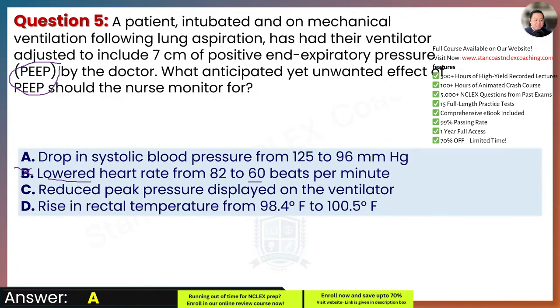Now, what about letter C, reduced peak pressure displayed on the ventilator? Well, the term peak pressure simply refers to the highest pressure reached in the lungs during inhalation.